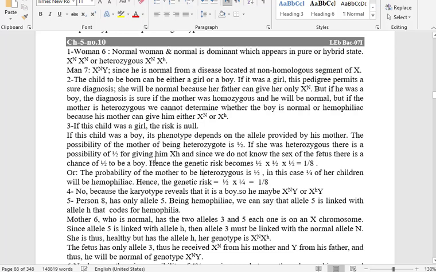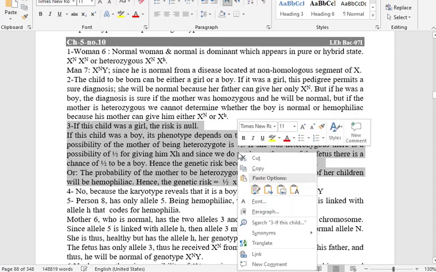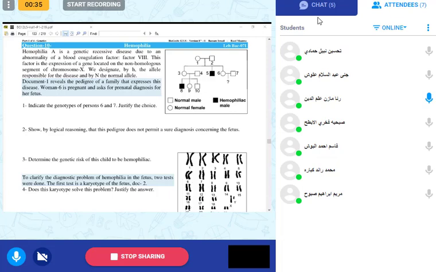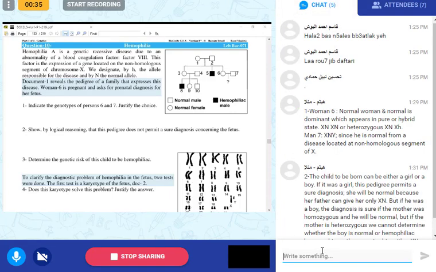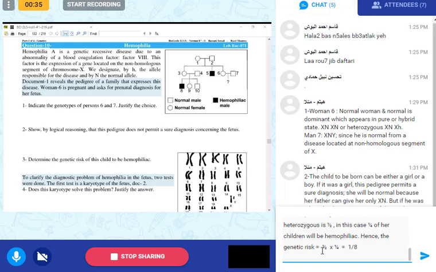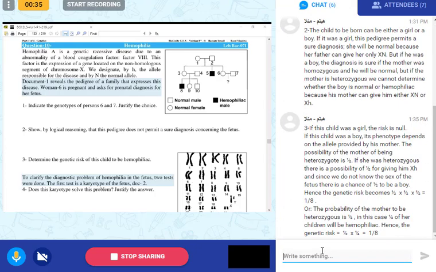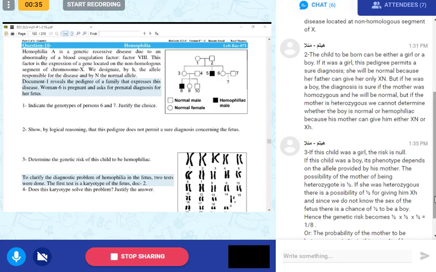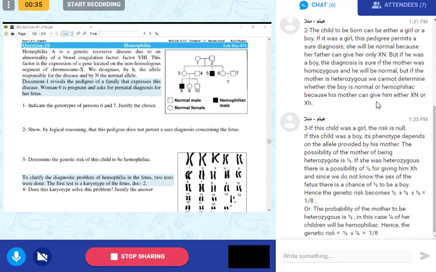So that's why now, Rana, I have to go up a little. Let me show you how. This is the new part in this question. The genetic risk now is a new part and very important. Rana, let's read the answer together, please. If this child was a girl, the risk is null. If this child was a boy, its phenotype depends on the allele provided by his mother.